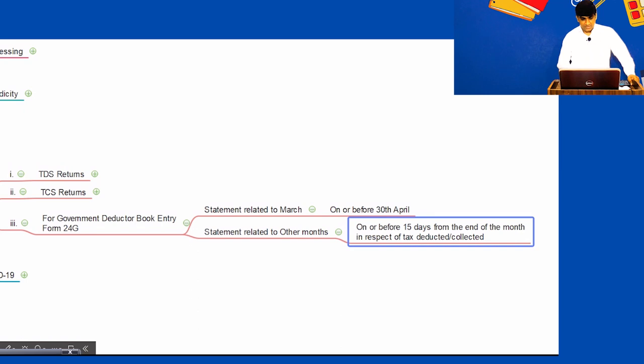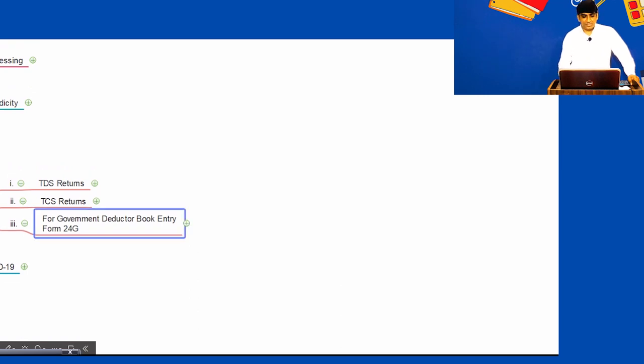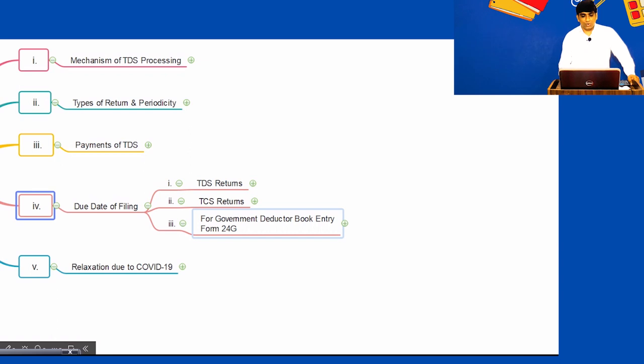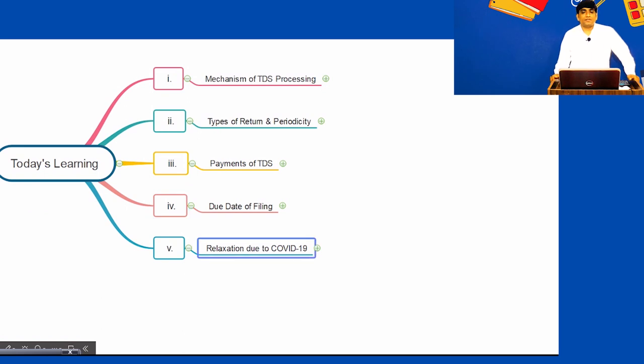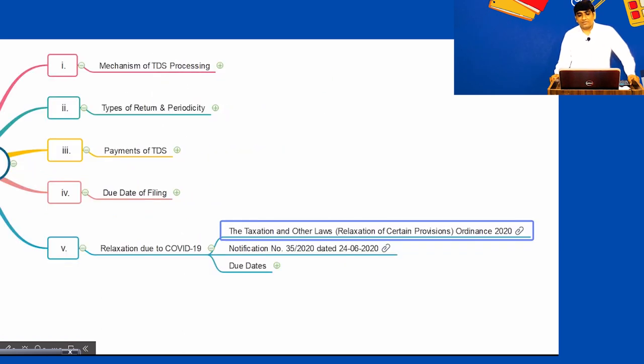Now let's see what relaxation the Government of India has announced due to COVID-19. For this, first of all, in the month of March, the government announced an ordinance named the Taxation and Other Laws (Relaxation of Certain Provisions) Ordinance 2020. And then the Government of India also came with a notification on 24th of June, the latest notification, which is notification number 35 of 2020. Let us see what the ordinance was.